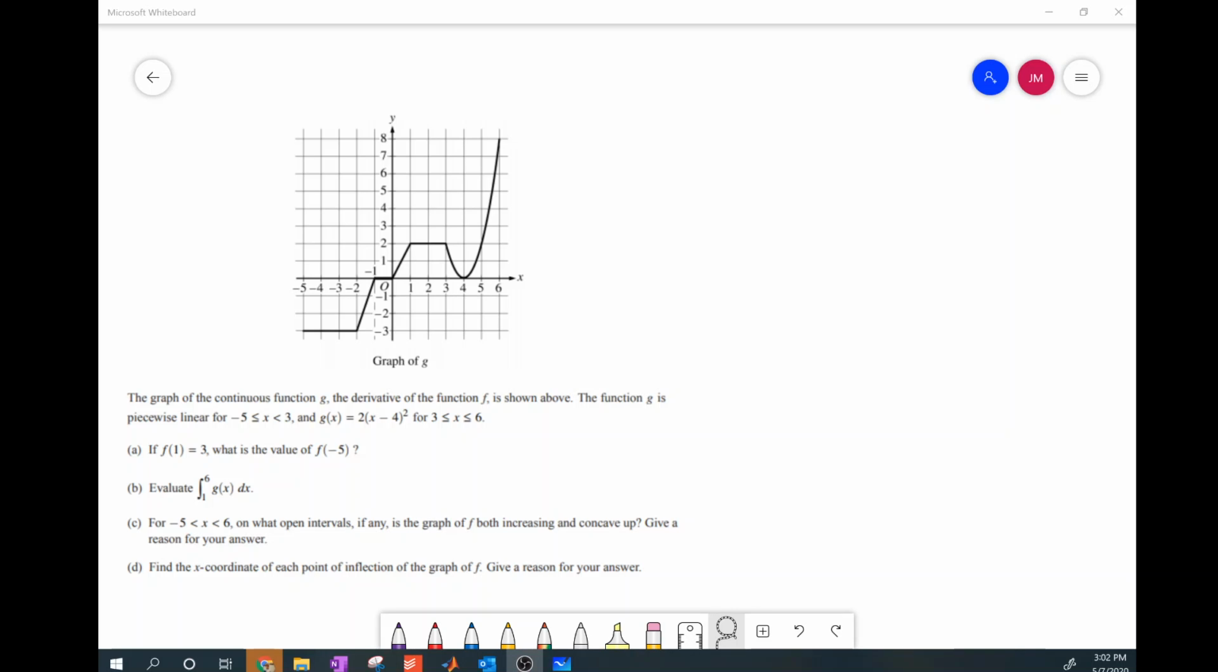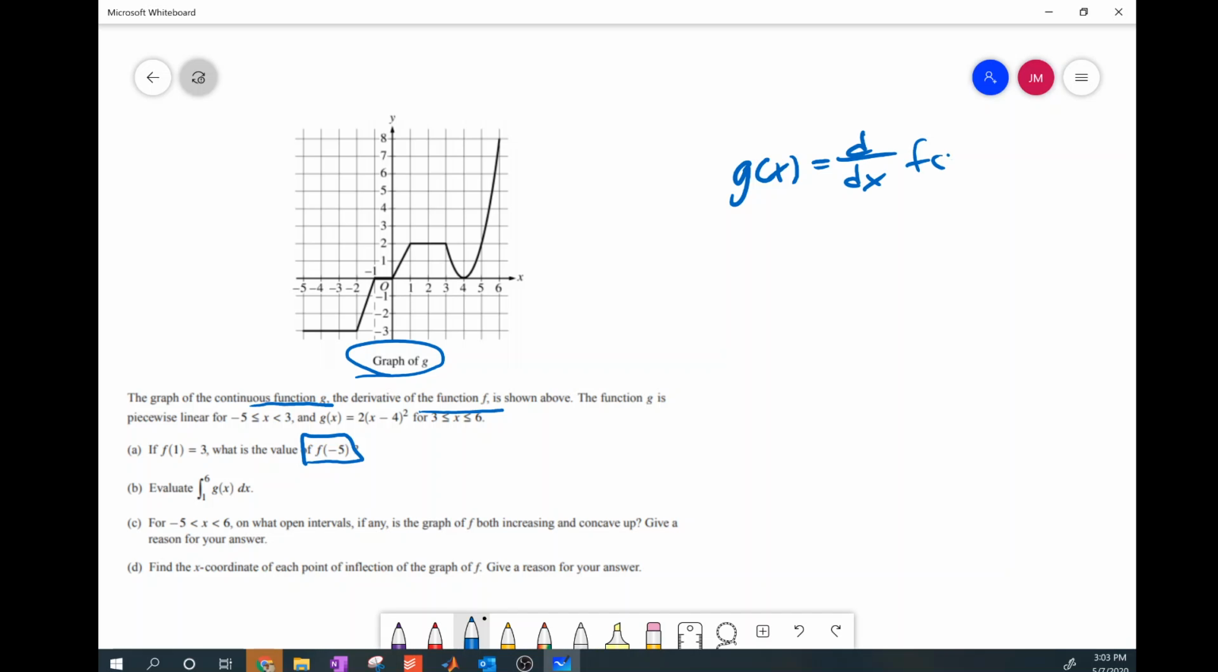Alright, so let's get to work. So the first thing we want to do is, if f of 1 equals 3, what is the value of f of -5? Well, we need f of -5, so let's figure out what's going on. What's the relationship between g and f? Because we have a graph of g. Well, they tell me that the function g is the derivative of the function f. So g of x is the derivative of f of x, which we also usually call f prime of x.